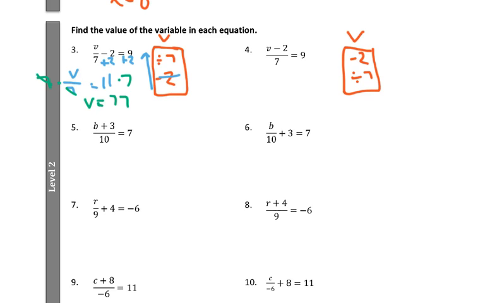Now when we go and do the same process on this side, we're going to do the opposite operations backwards. The first step here is to multiply both sides by 7. And when we do that, these 7s are going to cancel. And 9 times 7 is 63.